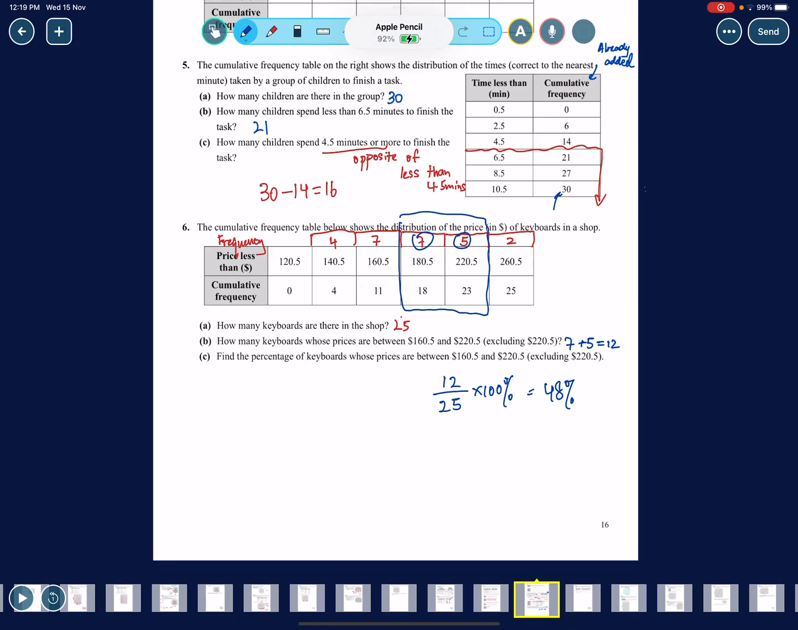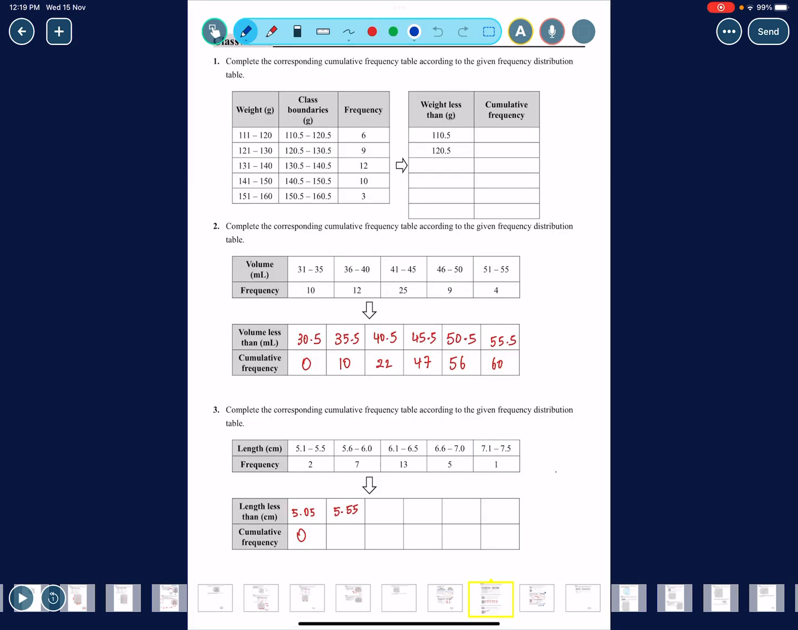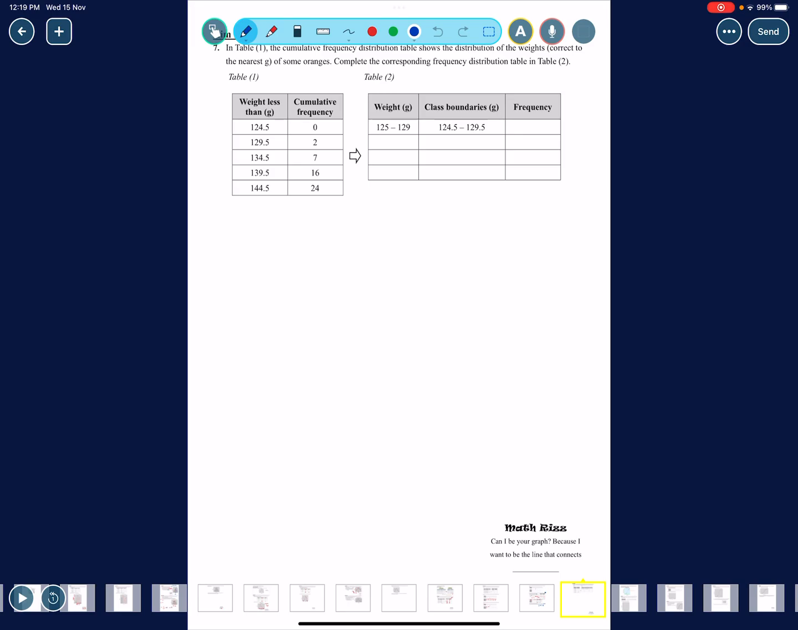Okay, so you really have to understand the difference between cumulative frequency distribution table and a normal frequency distribution table. Only then you will do well in this chapter. I mean, this section. So I think we'll spend more time in lesson to help you understand this.